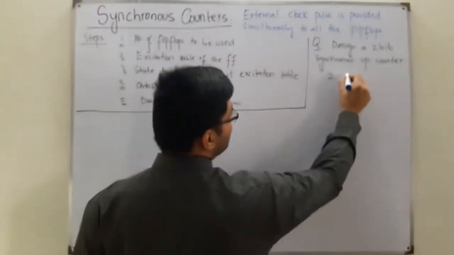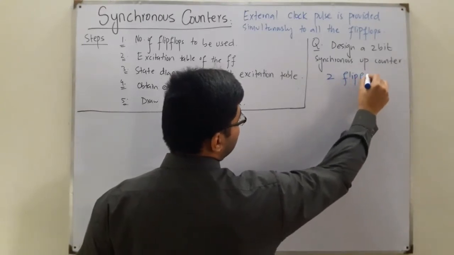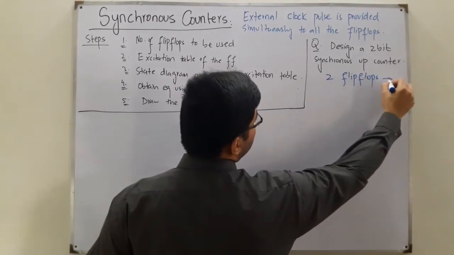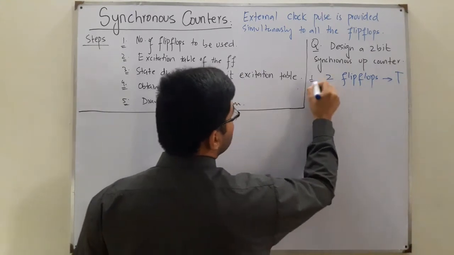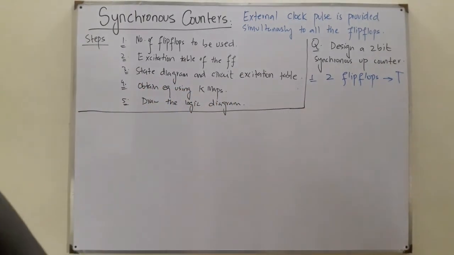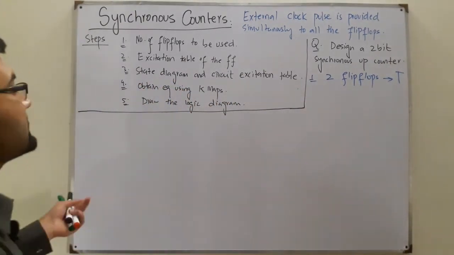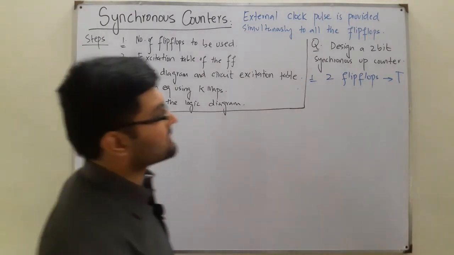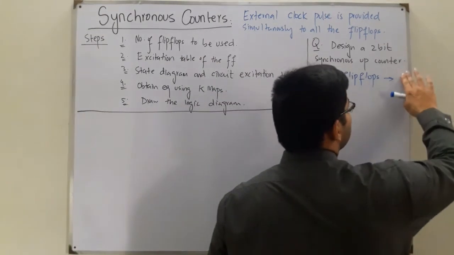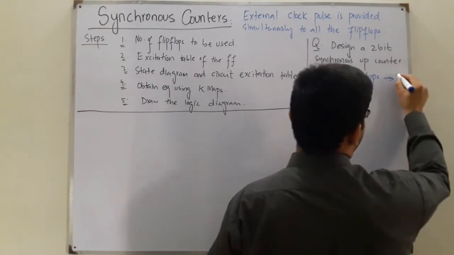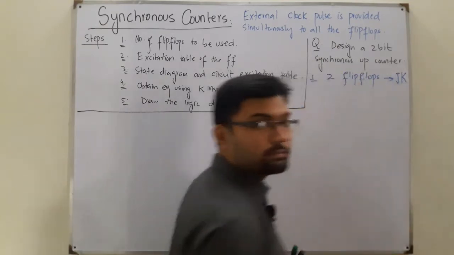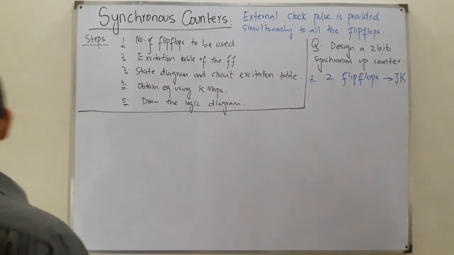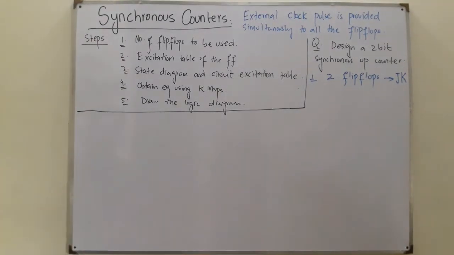So you have 2 bits. So the number of flip-flops is what? You need 2 flip-flops. And let's say I am using T flip-flops. So this is the first step, done. Or let's say you will be saying that I'm using the T flip-flops again and again. So say I'm using the JK flip-flops in this case. Is that fine? JK and T are the same, but a little different. Now, the second step is what?